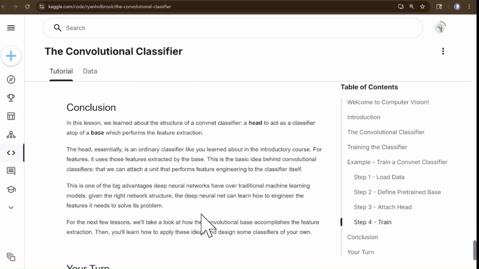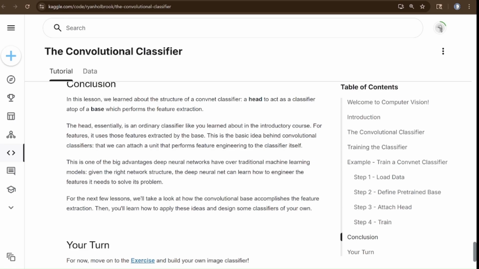Now conclusion. In this lesson we learned about the structure of a convolutional classifier: a head and a base. The base performs the extraction, the head classifies. The head essentially is an ordinary classifier like you learned in the introductory course. Exactly. For features, it uses those features extracted by the base. The base has extracted the features that are used by the head. The head is just a classifier. This is the basic idea about a convolutional classifier.